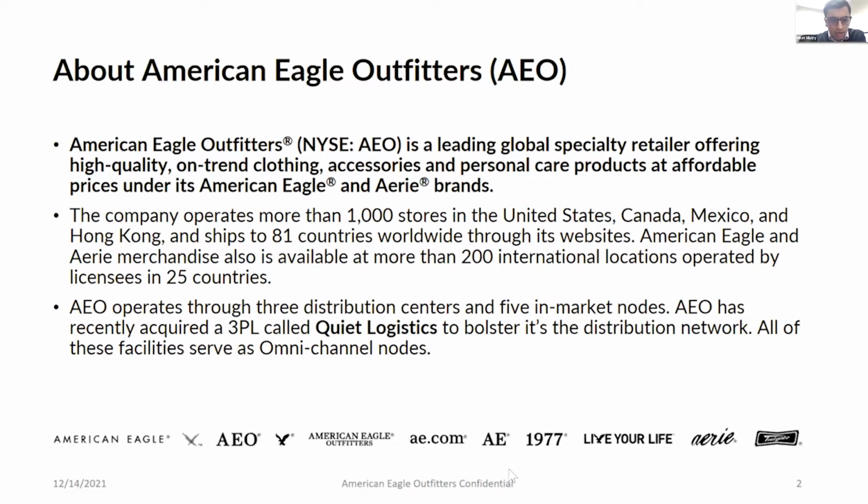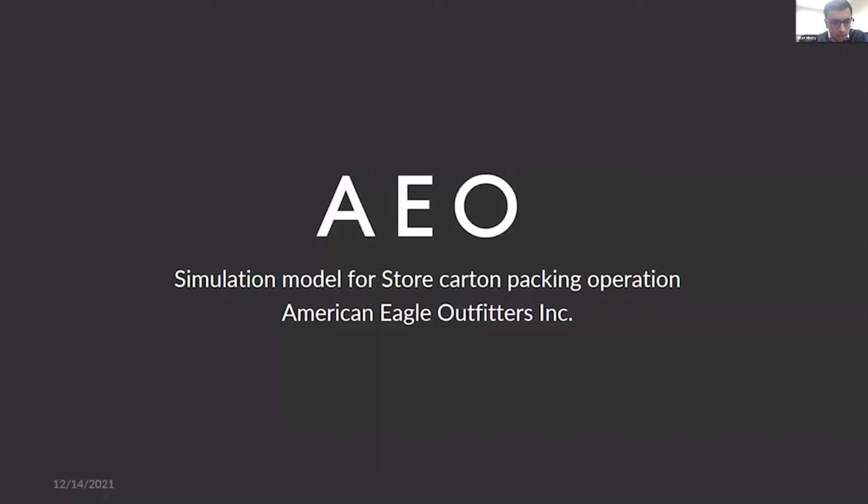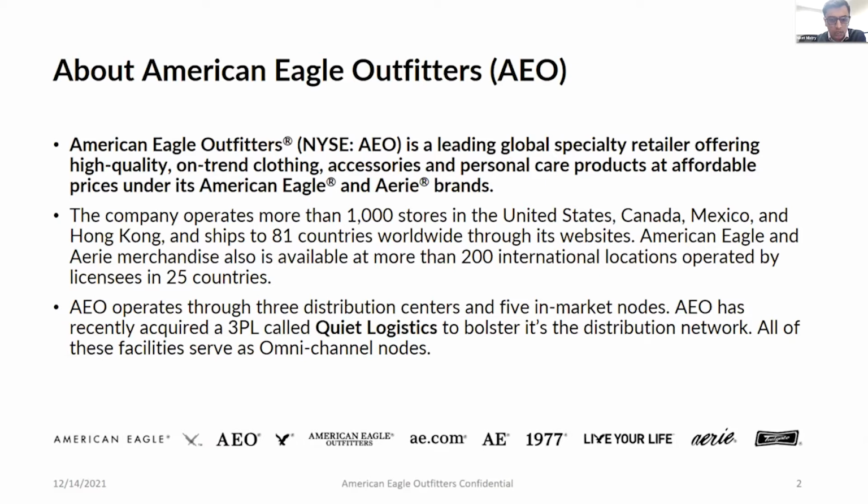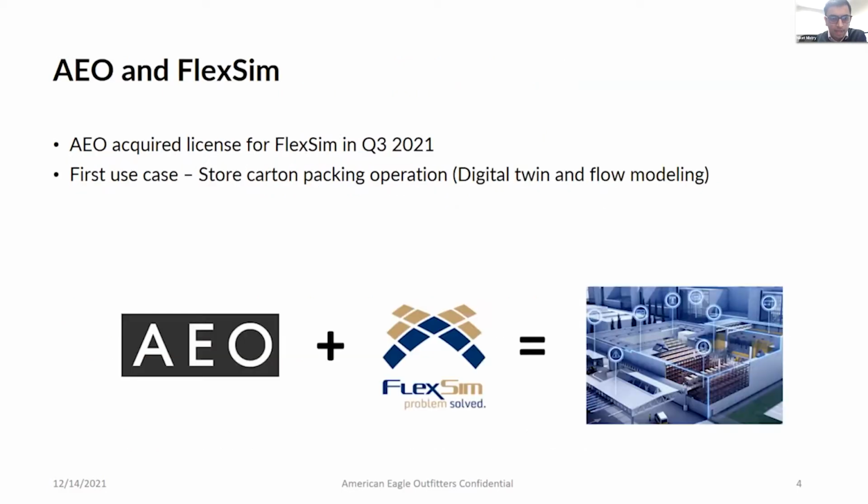And then there are various companies as a part of the AEO family. The bottom line here, if I go back to the slide, shows some of the main brands. American Eagle and Aerie are some of the main brands in the United States and Canada.